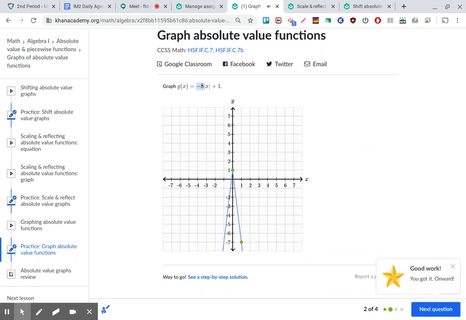Oh, okay. That makes a lot more sense. So if there's nothing inside of the absolute value, then that means it didn't move side to side. It stayed on the vertical axis. Okay. All right, try it out.